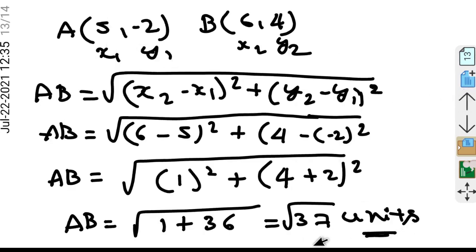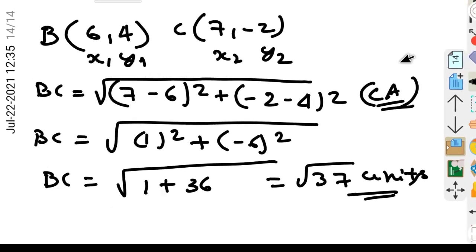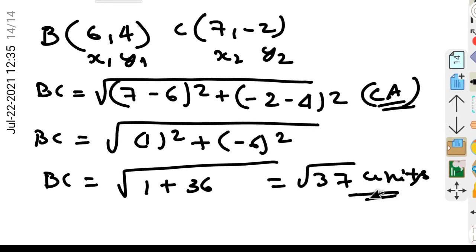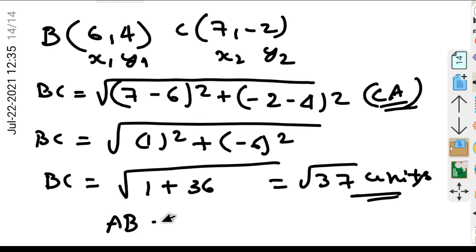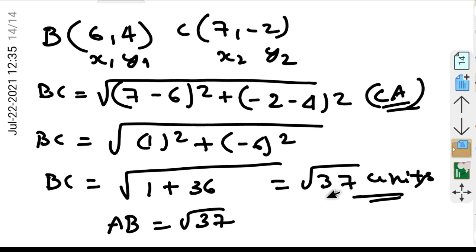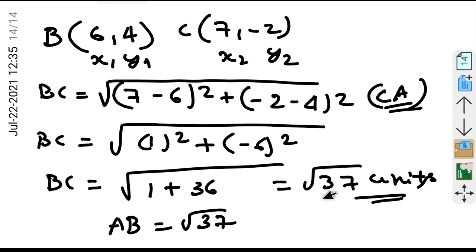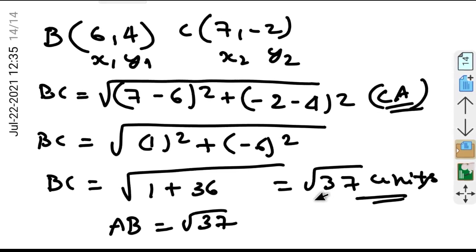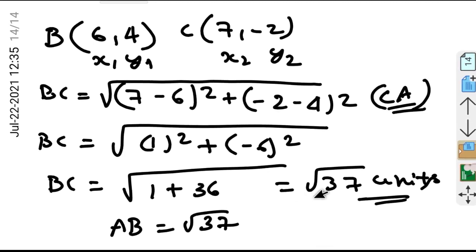Now, what did we get as the answer for AB? The answer for AB is root 37 units, correct? Next, we got the answer for BC also by using the distance formula, and the answer is root 37 units. So we got AB as root 37 units and BC also root 37 units, correct? That means the two values are equal, so we can directly say that the points are the vertices of an isosceles triangle. Okay, children?